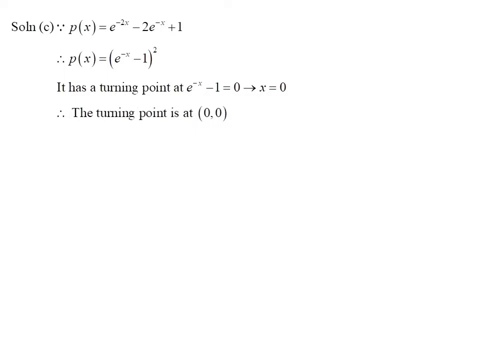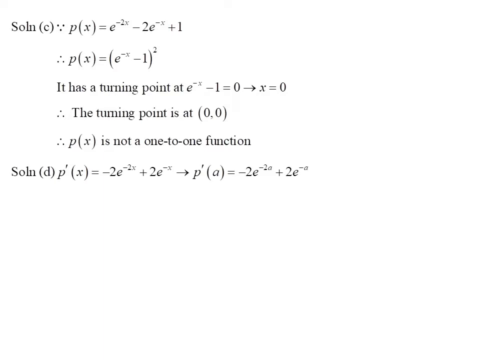Part C of this question is to explain why p of x is not a one-to-one function. According to the rule of p of x, which is e to the -2x minus 2e to the -x plus 1, it can be written as (e to the -x minus 1) squared. Obviously, it has a turning point at x equals 0. So there are horizontal lines that cut the graph of p of x more than once. So it is not a one-to-one function.